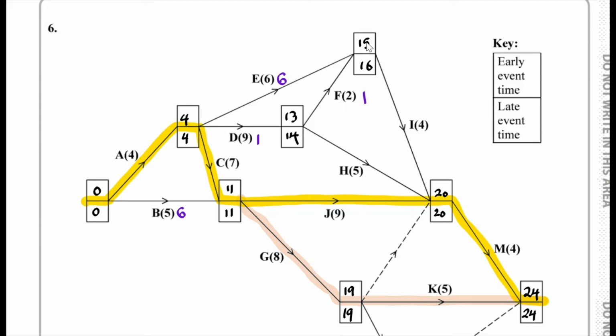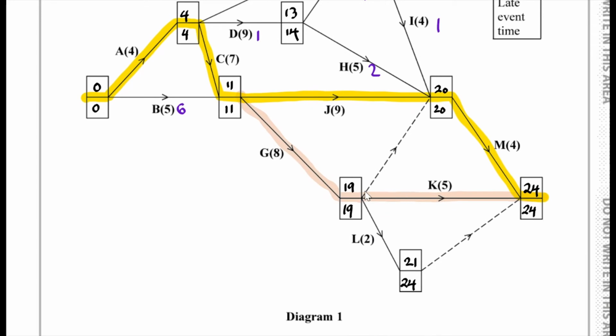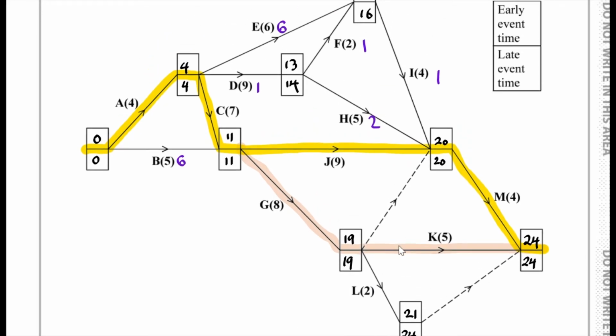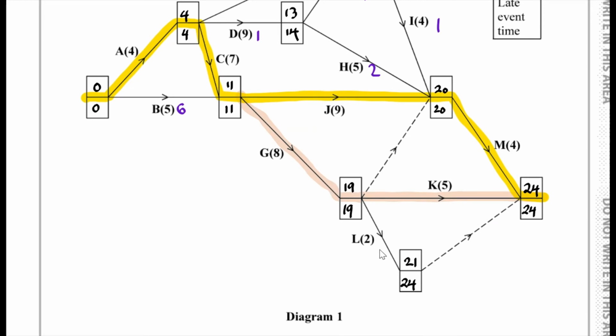Over here as well for I, we're at 15. That takes 4. That brings us up to 19. We want to end up at 20, so we have a slack of 1. If we consider this h, we're at 13 plus 5, that's 18. We want to end up at 20, we have a slack of 2. What else do we have? We have L as well. We're at 19 plus 2, that brings us up to 21. We want to reach 24, so we have a slack of 3. Okay, so yeah, that's basically it.